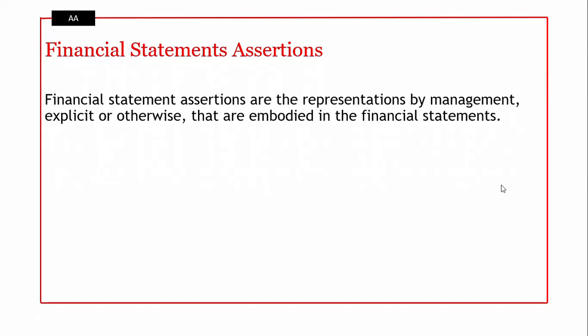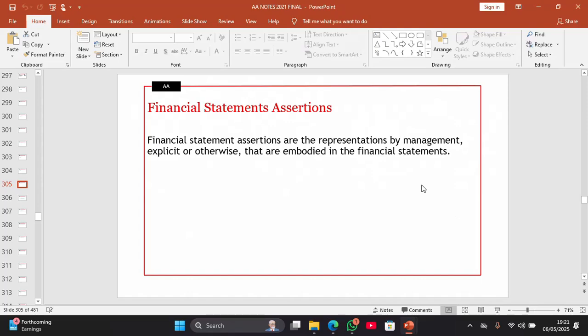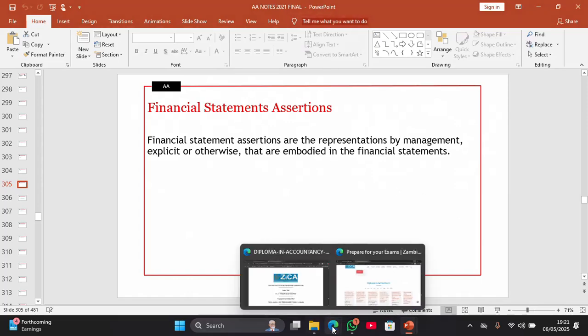All right, guys. I think I've made an introduction because very soon we are going to look at this word assertion in light of different items found on the balance sheet, and it will be nice to then appreciate how to answer our question.